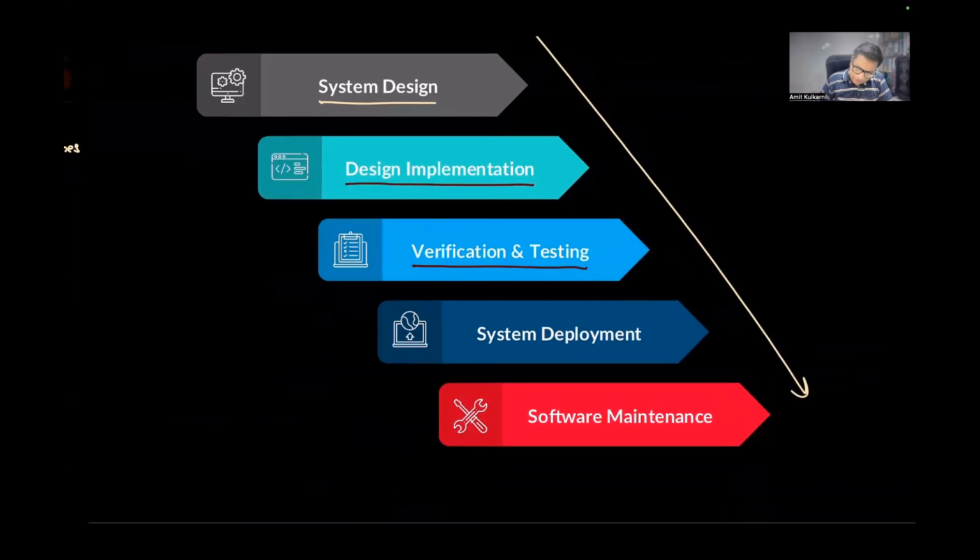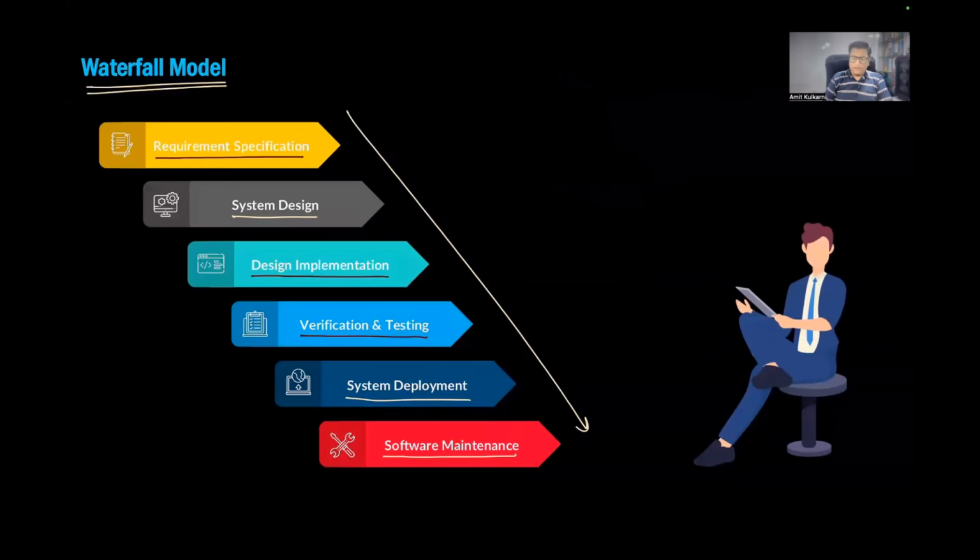Then comes the system deployment, where the application will get deployed by using virtualized or containerized way. And lastly, it's software maintenance. When there is a need to modify something, the application will get updated in this particular stage.